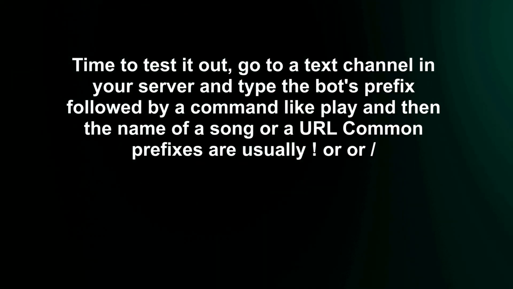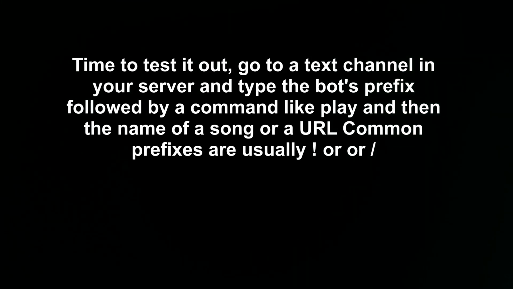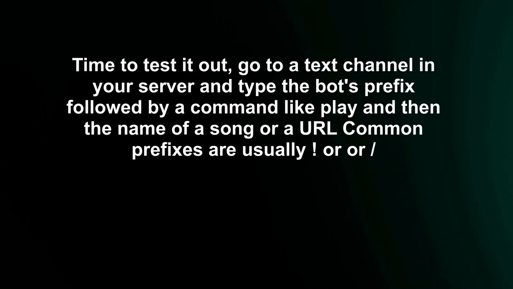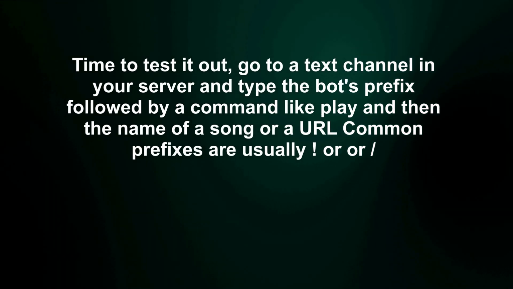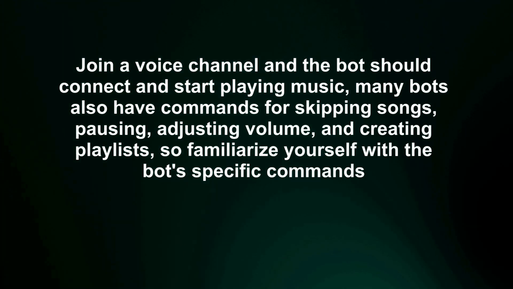Time to test it out. Go to a text channel in your server and type the bot's prefix followed by a command like play and then the name of a song or a URL. Common prefixes are usually or per. Join a voice channel and the bot should connect and start playing music.